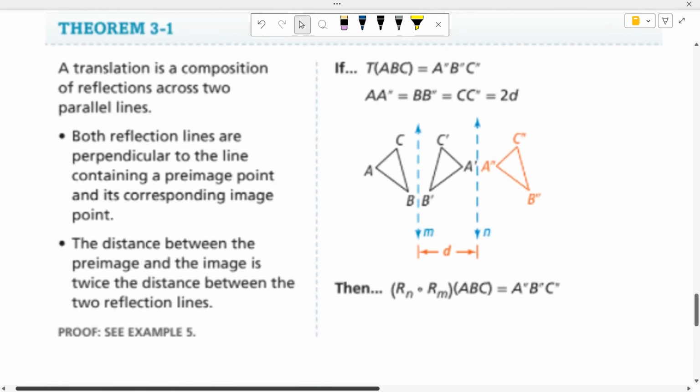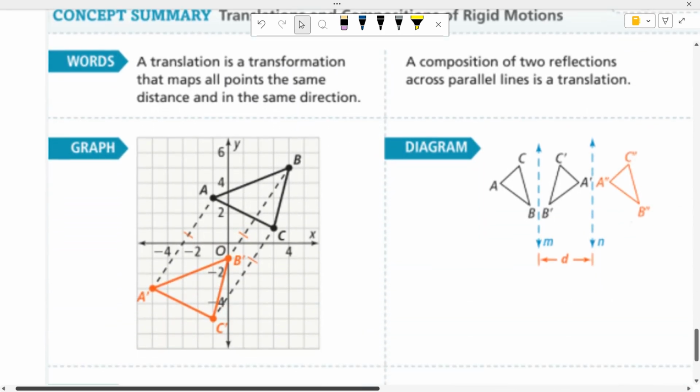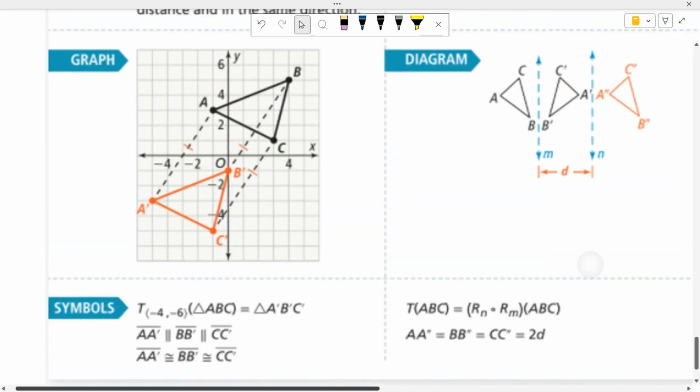All right. So if you do a flip and then another flip, it's the same as a slide. That's not super important to me. But that's what happens when you do 2 flips. It always makes a slide.